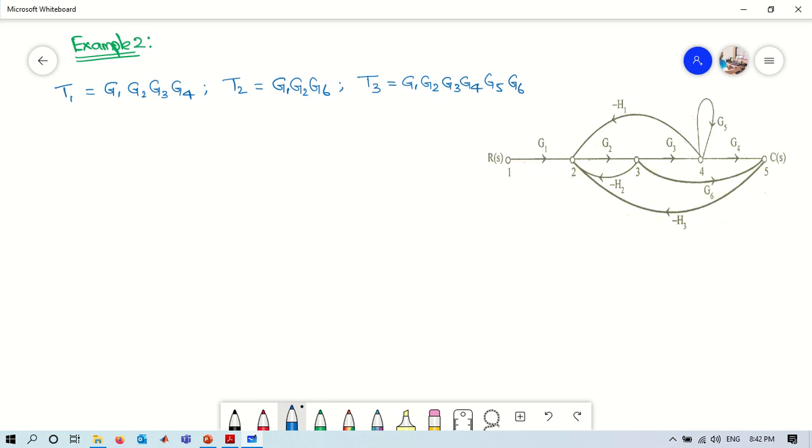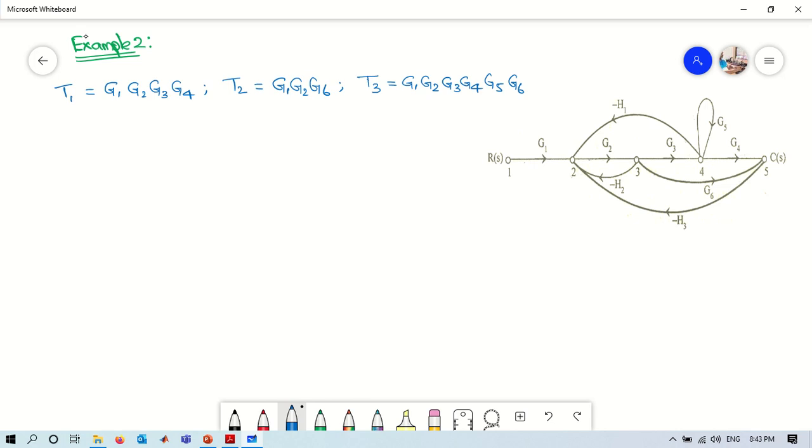We should consider all possible combinations of the loops present in the system, and by formula, if any of the terms are redundant, then those particular terms will be cancelled out. That is what happens while computing delta k. The redundant terms, or the terms which are not included in the particular path, will be eliminated. That is why we have to consider all the possible combinations of the forward paths and the feedback paths. I hope no more forward paths are present here.